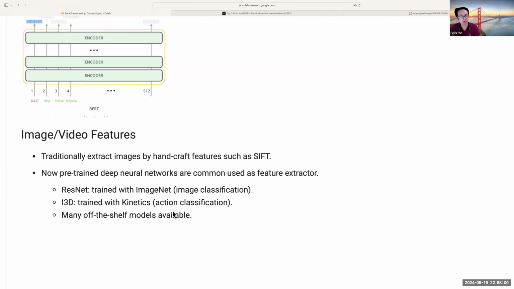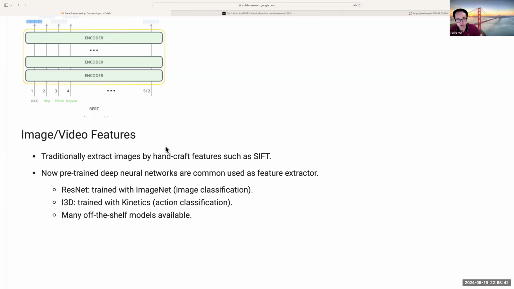Lastly, that will be image and video features. Traditionally, we extracted image features by handcrafted features. We talked about this, right? We would just see whether this cat has an ear or not, and these kinds of things. But nowadays, pre-trained neural networks are very common as feature extractors. For example, ResNet is very popular. It's trained on ImageNet to do image classification. I3D is trained on Kinetics, and it's very suitable for action classification.